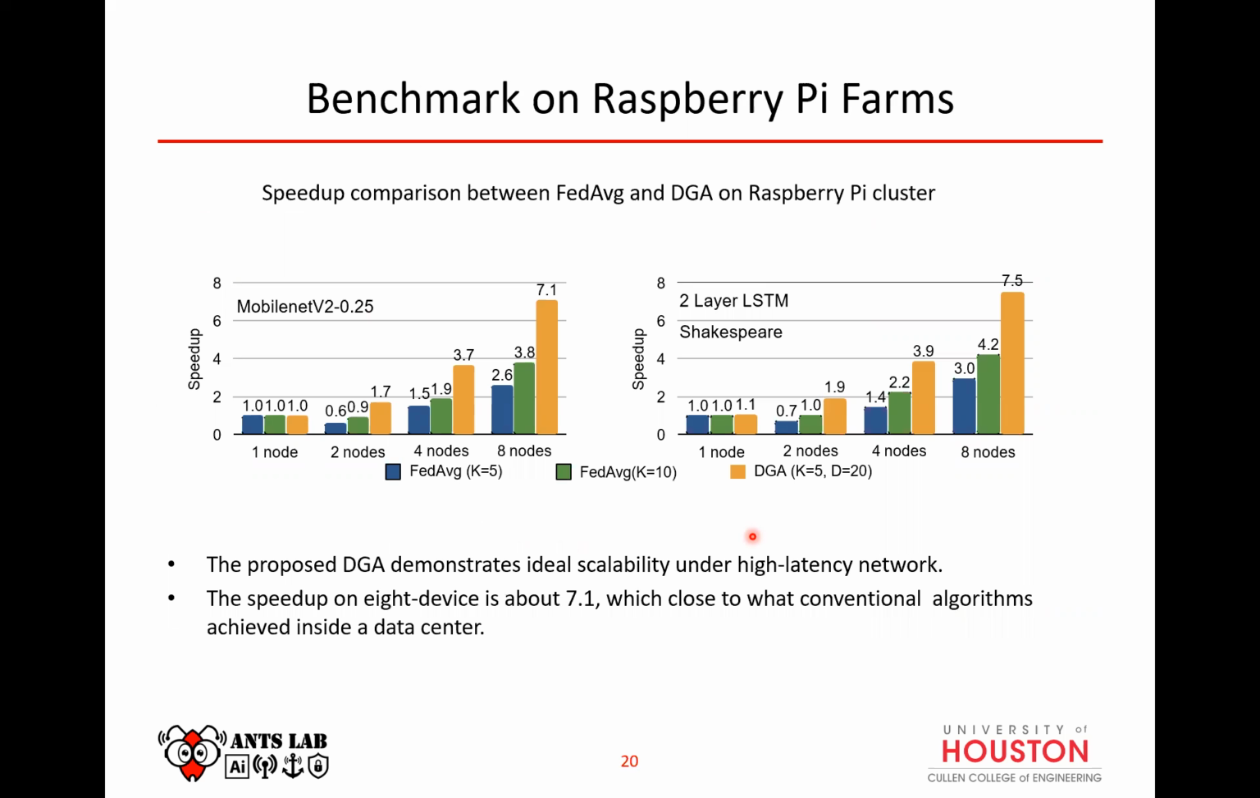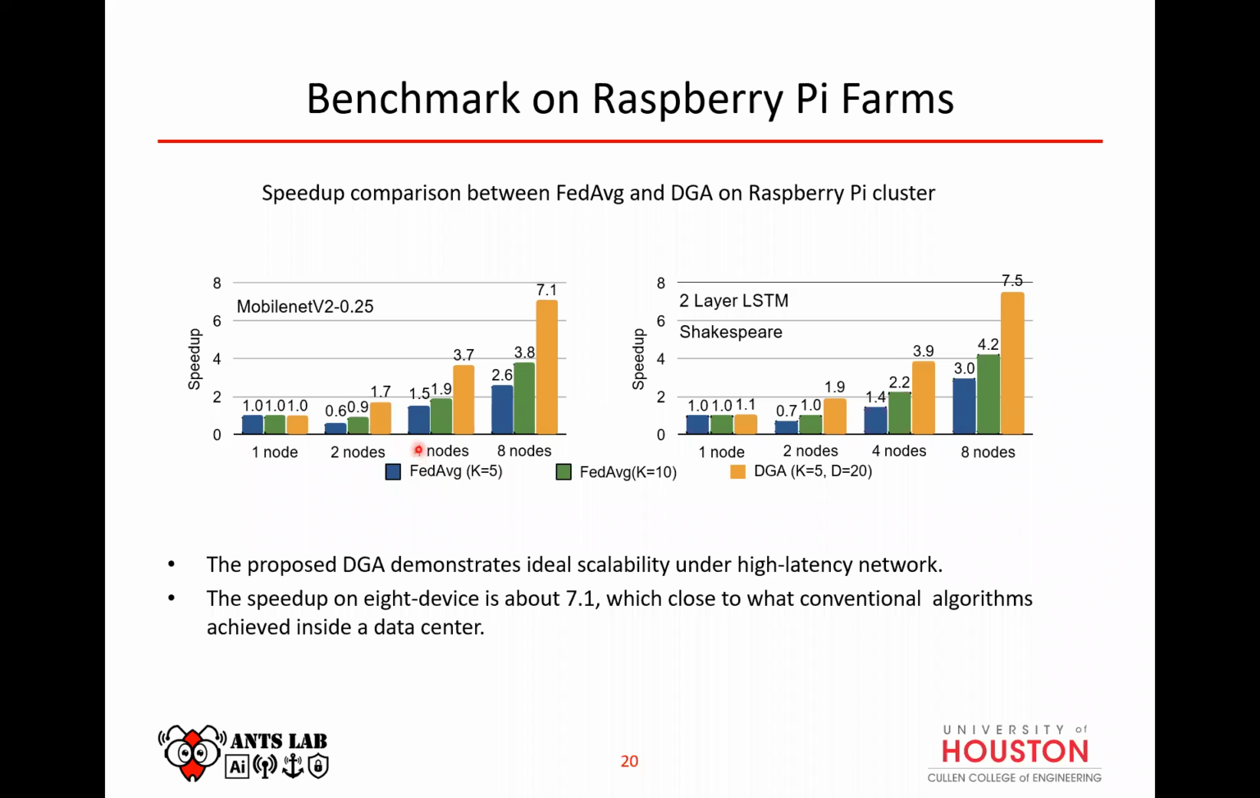So okay, it's the next slide. The speed up comparison between federated averaging and DGA for this Raspberry Pi cluster is in this way. They keep increasing the number of nodes that participate, from one node up to 8 nodes, because they have the 2 racks. So they go rack-wise, doing computation on the 8 and communication on the 8, and they check what speed up is offered in each case.